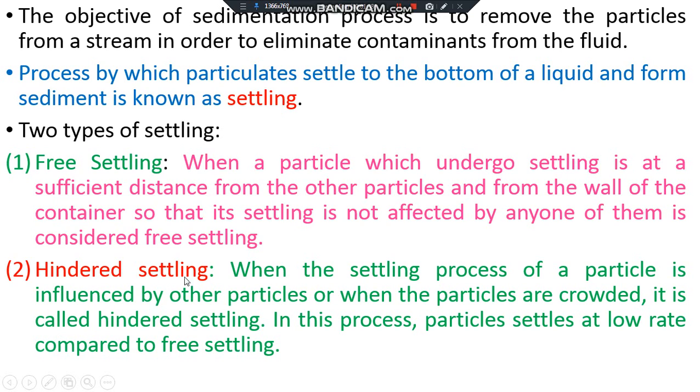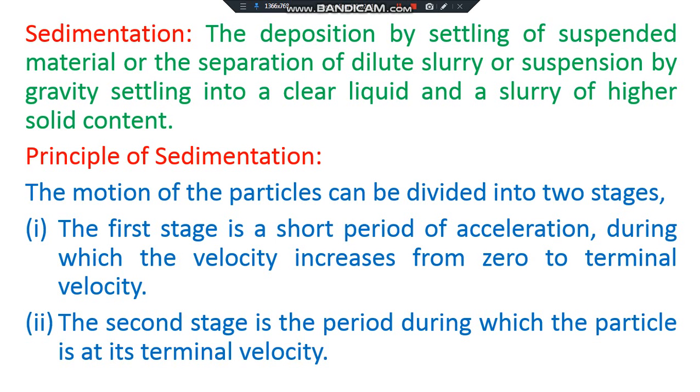And hindered settling means when in the settling process the particle is influenced by other particles, or when the particles are crowded and the concentration of the solid is high, then it is considered as hindered settling. So in this process, the particle settles at a lower rate compared to free settling. So these are basically the two types of settling.